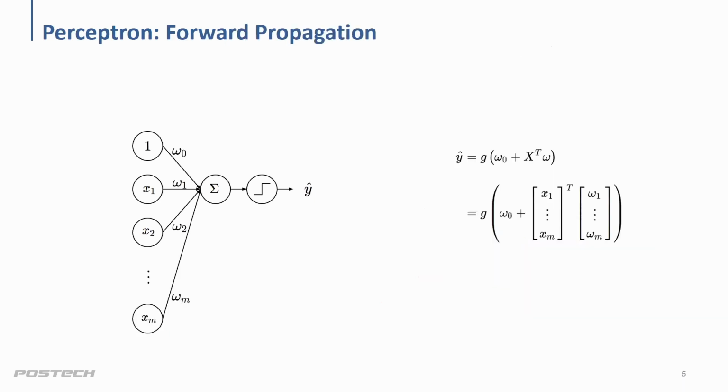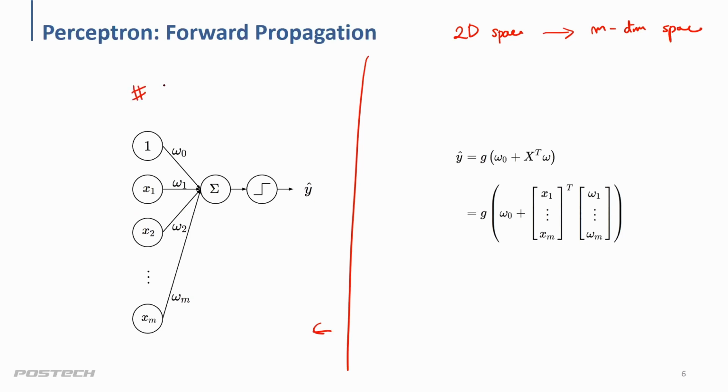So far we did this in two-dimensional space. I want to increase it to m-dimensional space. I want to generalize it from this part, and all we need to do is increase the number of neurons, or units.